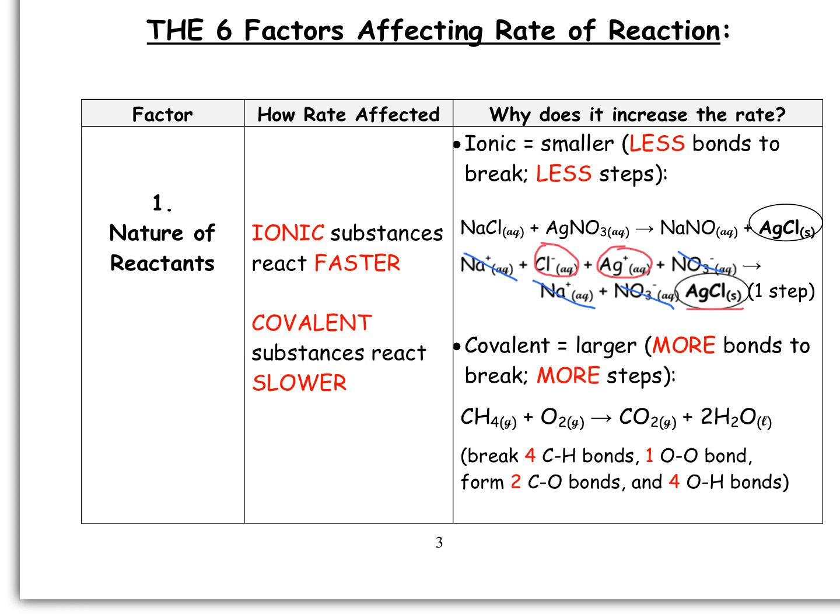For covalents, it's a different story. Covalent molecules are larger, so there's more bonds to break and therefore more steps. If I have CH4 plus O2 makes CO2 and H2O, our normal combustion reaction, in order to break apart this and this, I have to break 4 bonds here and 1 here. Then I have to form 2 bonds plus 4 here. So I'm breaking 5, forming 6. That's a whole lot different than just forming 1 bond here. So ionics are quicker than covalents.